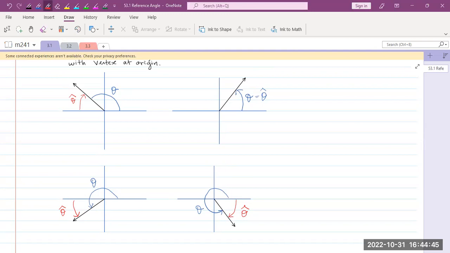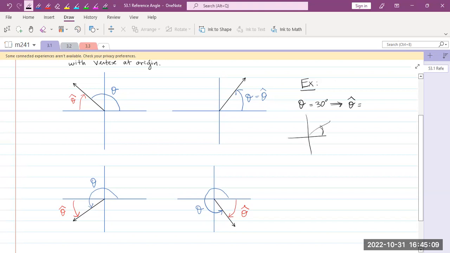Now, let's do some examples. Suppose, for example, theta is 30 degrees. So what is the reference angle? Well, because this theta is already in quadrant 1, right? Let's sketch that, 30 degrees in standard position here. It's already in quadrant 1, so the reference angle will be the same as that angle. Okay, so the reference angle will be 30 degrees also.